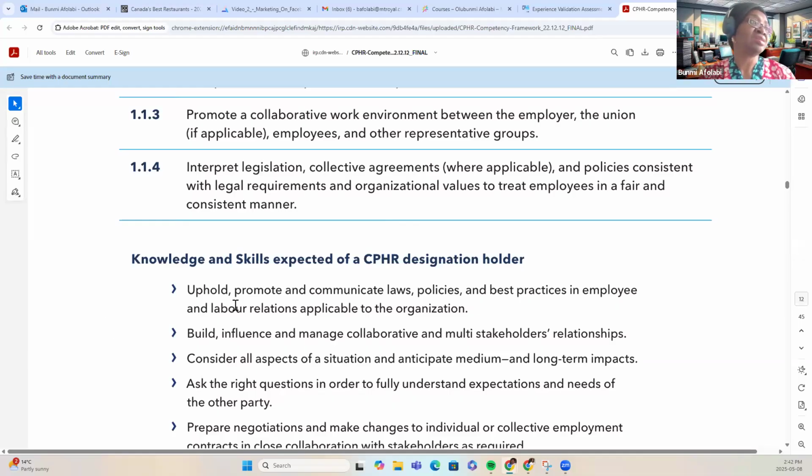For example, they want to see that you're able to uphold, promote, and communicate laws, policies, and best practices in employee and labor relations applicable to the organization. So if you were writing about this, the scenario that you're providing should show how you communicated the laws or the policies within the assignment that you took or the task that you did, the best practices that you highlighted within the policy that you wrote, and the relationship to the labor laws or the employment standards.